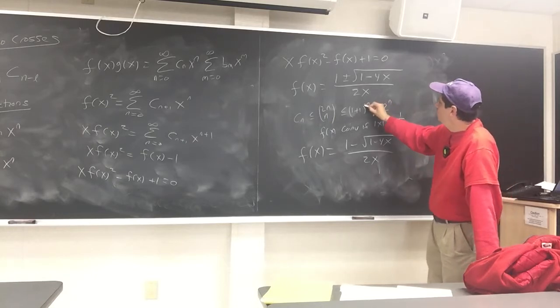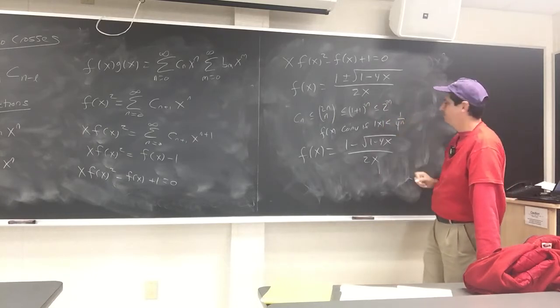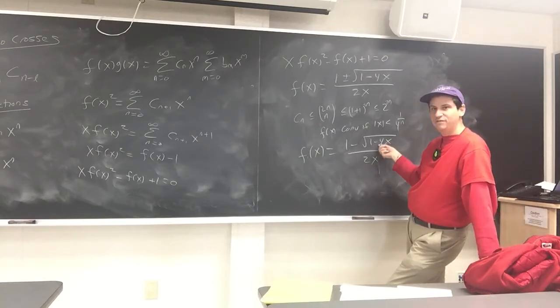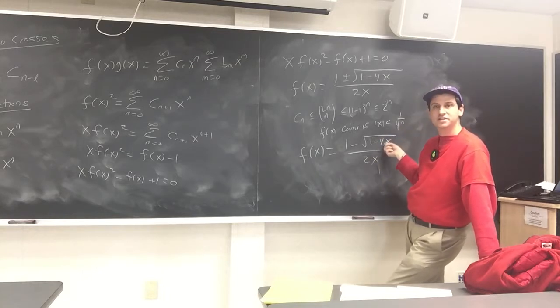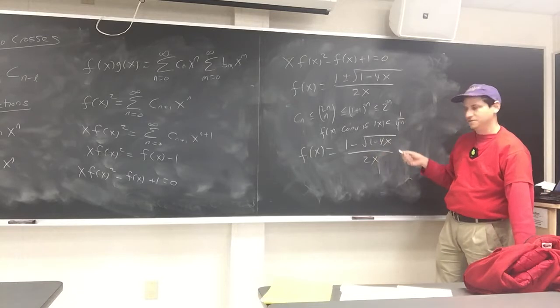Oh, I'm sorry, this is to the 2n, sorry. So it's 2 to the 2n, so it's 1 over 4 to the n. And look at this, we have a 4 over here. You can tell this is going to be making sense for x up to about 1/4. When x is greater than 1/4, you're going to have the square root of a negative number. So everything is nice and consistent.